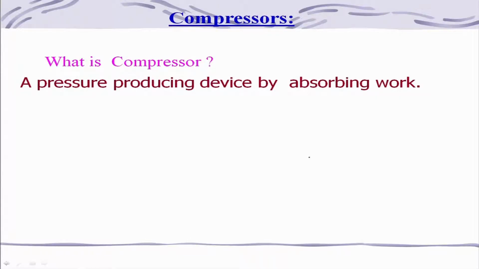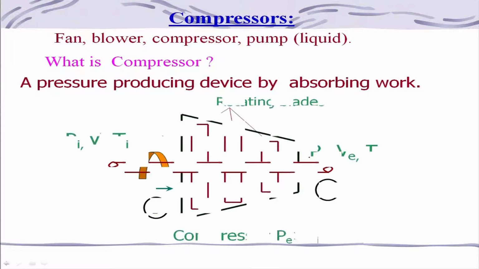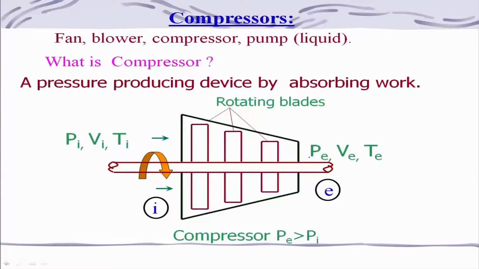Now, the compressor is a pressure producing device by absorbing work. In the case of a turbine, the turbine will be producing the work. In this case, this will be consuming work and then producing the pressure. There are a fan, blower, compressor, and pump. There are several kinds, used in industrial applications. So, the schematic looks like that.